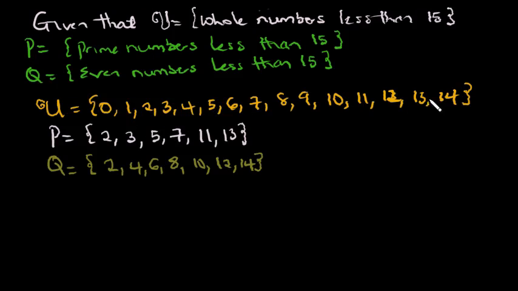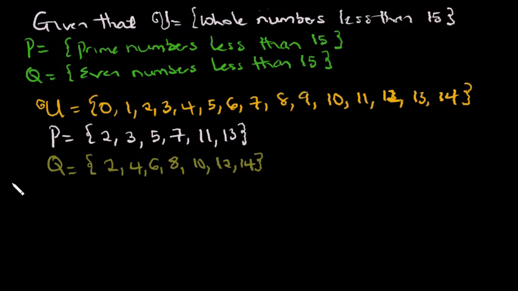Sometimes your universal set might be infinite, and you might not be able to list out all the elements. So now P, prime numbers less than 15. A prime number is a number that can be divided by 1 and itself, and it has to be greater than 1. So the only even number we have that is a prime number is 2. So we have 2 till 13. Then Q, even numbers starting from 2 till 14, since it's less than 15.